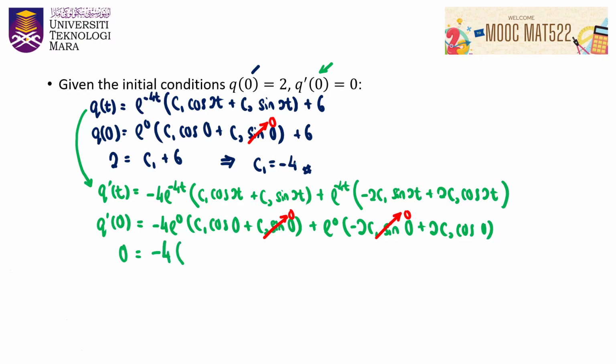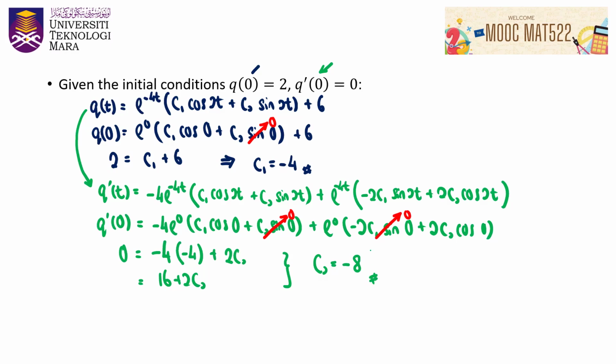multiplied by C1, which we have found to be negative 4, plus 1 multiplied by 2C2, we have 2C2. So in short, 16 plus 2C2 equals 0. Upon solving this linear equation, we have the constant C2 to be negative 8.